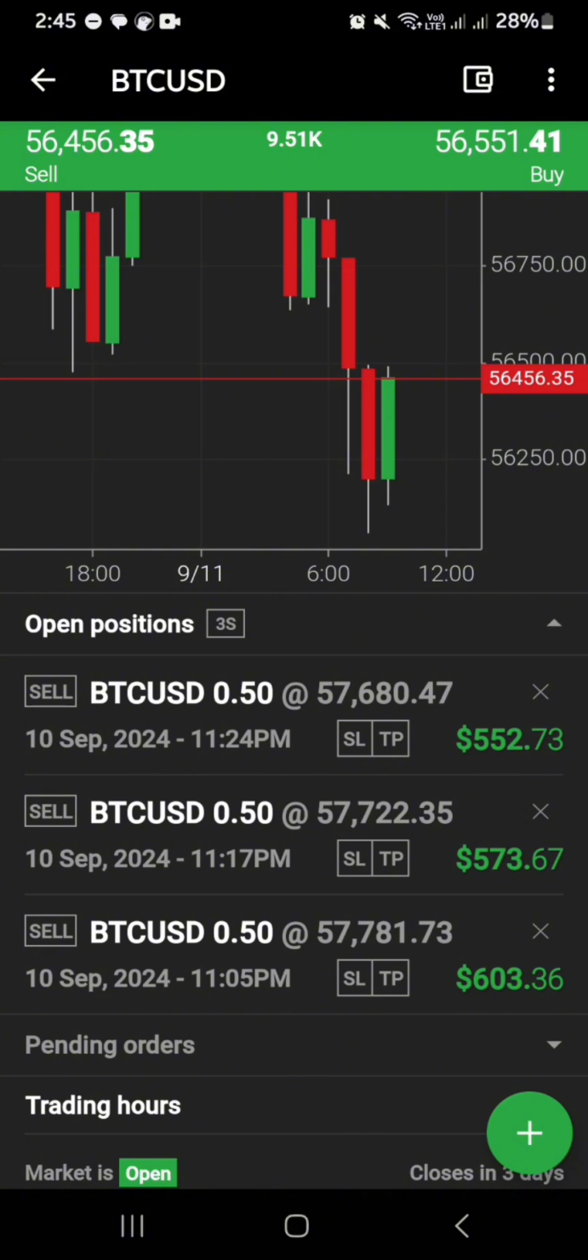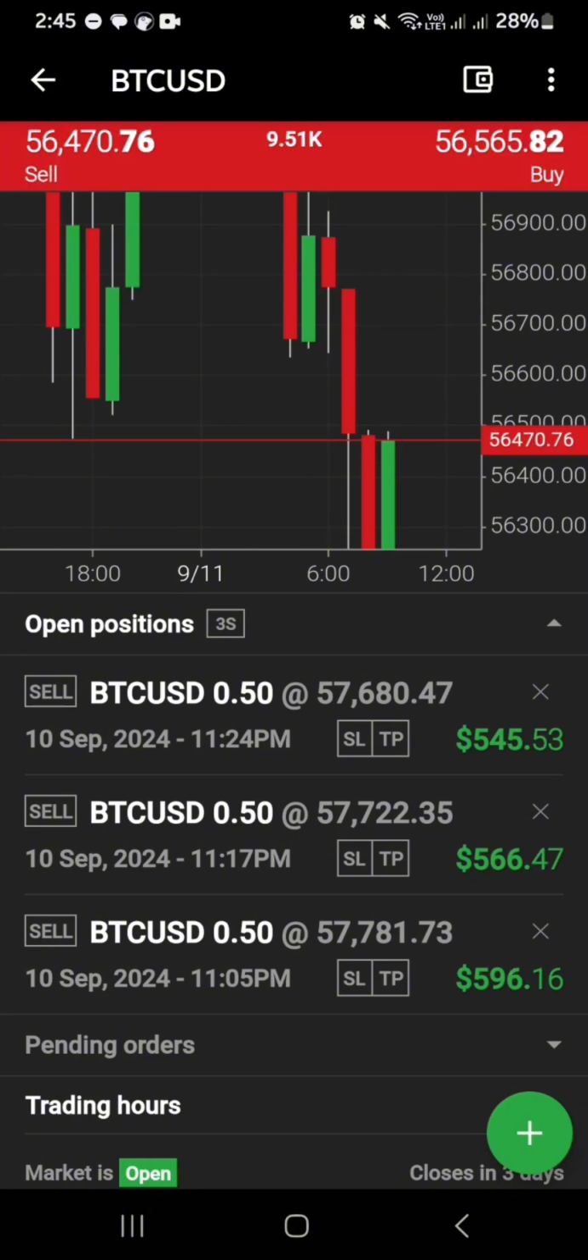Okay, so I'll just go ahead and close all of these orders. I did set an initial take profit, but right now I want to show you that this is a sizable amount of money that you can earn. Alright, so I'm just going to go ahead and close these orders right now.